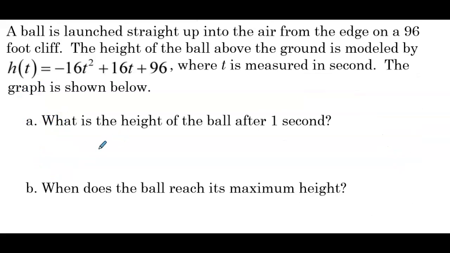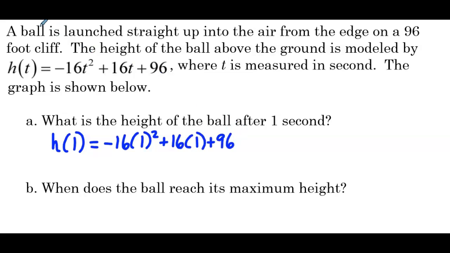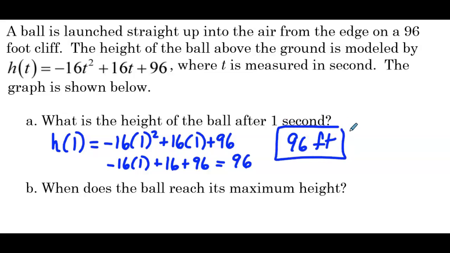Same setup. What is the height of the ball after 1 second? So we're going to evaluate the function at 1. So h of 1 is negative 16 times 1 squared plus 16 times 1 plus 96. So 1 squared is 1, so we have negative 16 times positive 1 plus 16 plus 96. So that's going to be negative 16 plus 16, which is 0, plus 96, which is 96. So 96 feet. That will be the height off the ground after 1 second.